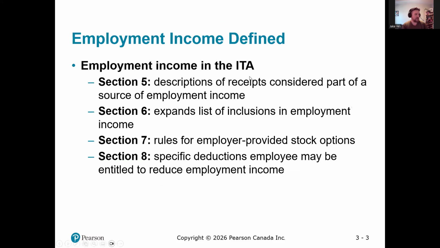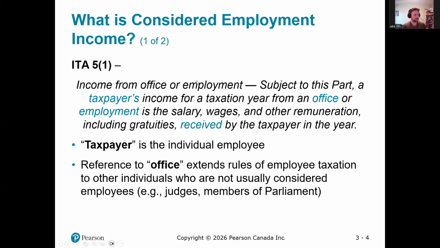Employment income in the Tax Act: Section 5 is a description of receipts considered to be part of employment income. Section 6 expands the list of inclusions. Section 7 talks about employer provided stock options. We will discuss stock options before the end of this chapter. And then Section 8 discusses specific deductions. So I think there are some employment deductions that we discuss right at the end of this chapter.